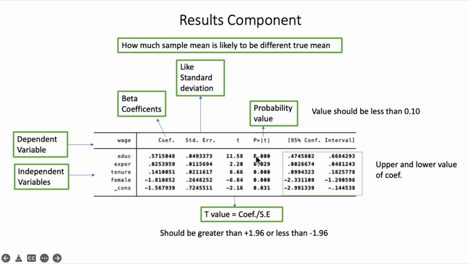P-values are probability values, and they're telling you how confident you are in your results: if you were to use a different sample, how confident are you that you would get the same result? The probability value is basically 1 minus your confidence level. In the social sciences, if you're more than 90% confident about something, you say that there is a significant impact of this variable, that you're sure that if you used a different sample, you'd get the same result.